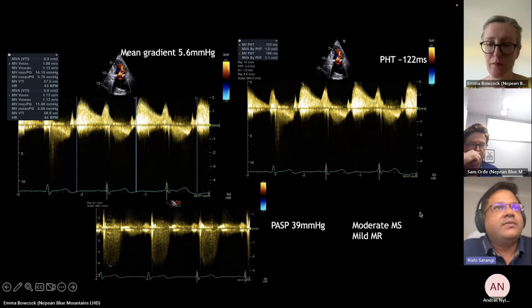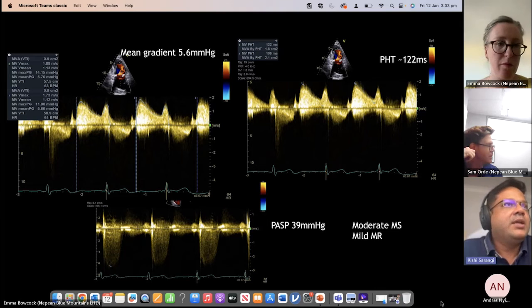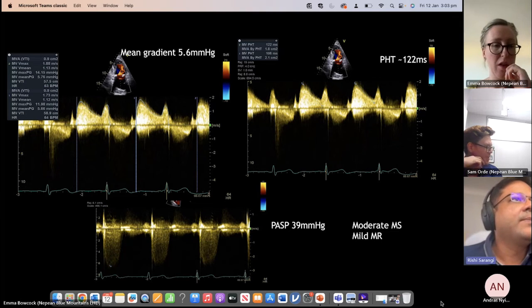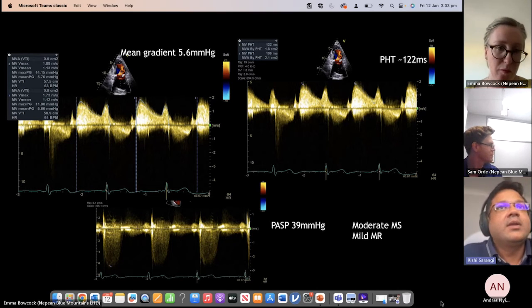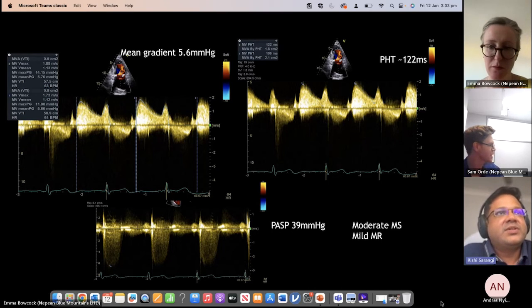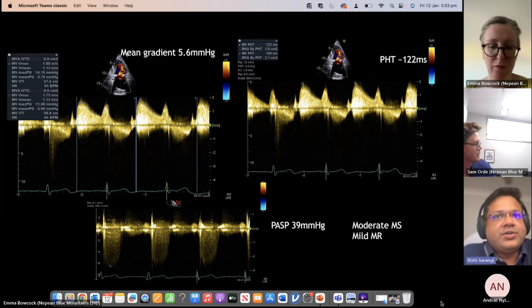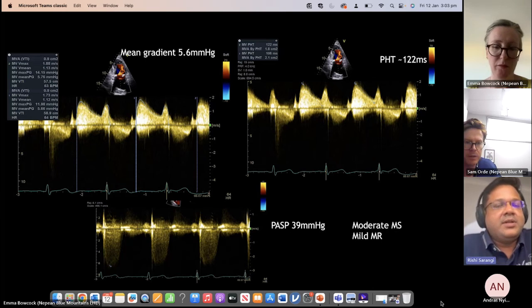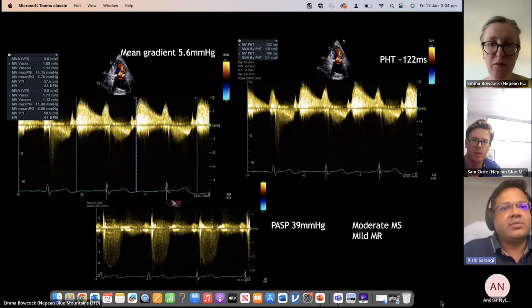This shows a continuous wave Doppler across the mitral valve inlet, which shows a mean gradient of around 5 and a pressure half time of 122 milliseconds, which are more consistent with moderate mitral stenosis. The pulmonary systolic pressures are elevated, which is consistent with moderate mitral stenosis, along with the raised right ventricular systolic pressures.